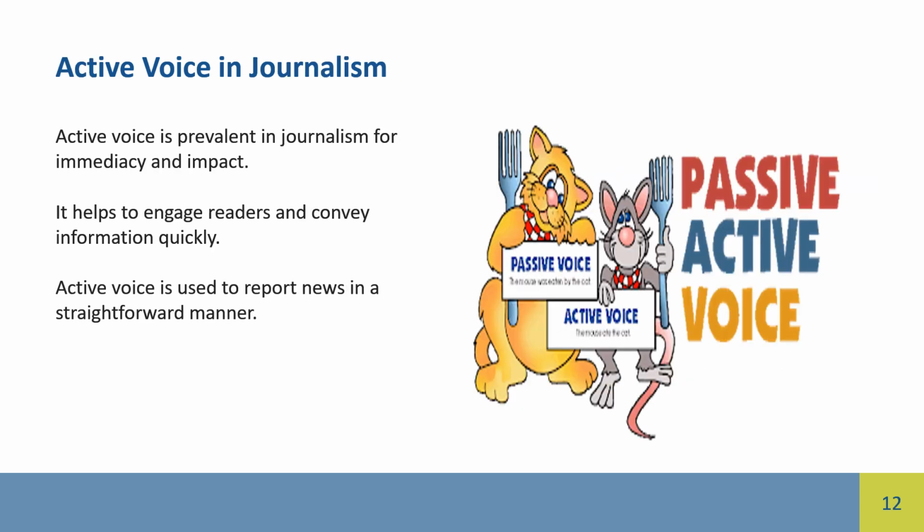And how to use active voice in journalism. Active voice is prevalent in journalism for immediacy and impact. It helps to engage readers and convey information quickly. Active voice is used to report news in a straightforward manner.